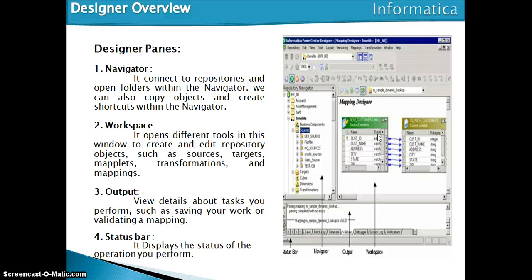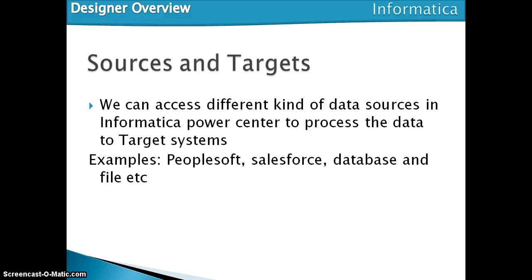And the next one is the Output window. As shown in this image, it is used to view the details about the tasks that we perform, such as saving our tasks or saving our work. And the next one is the Status bar. It displays the status of the operations that we perform.